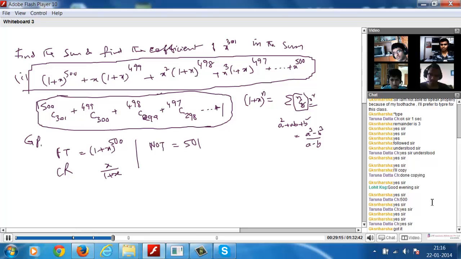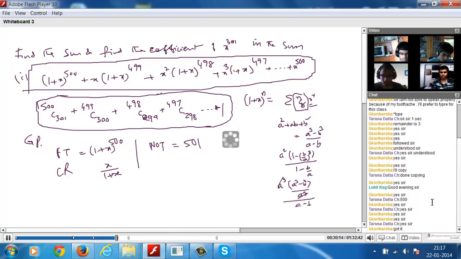I will give you a clue. a square plus ab plus b square is also in GP, and b by a is the common ratio. So how do I write this? The first term is a square into 1 minus r cube divided by 1 minus r. So that is a square into a cube minus b cube divided by a cube by a minus b. So that's what you will get, a cube minus b cube divided by a minus b.